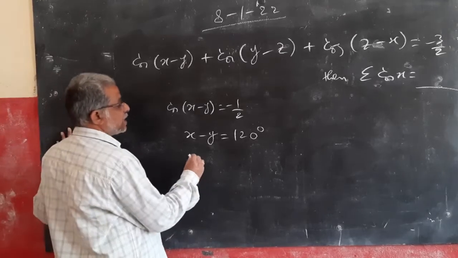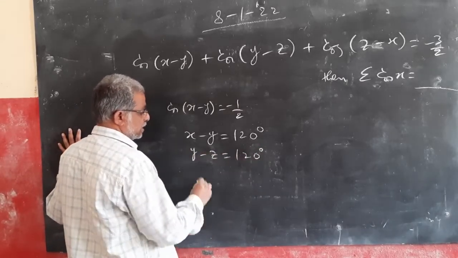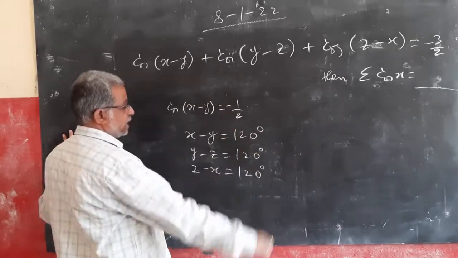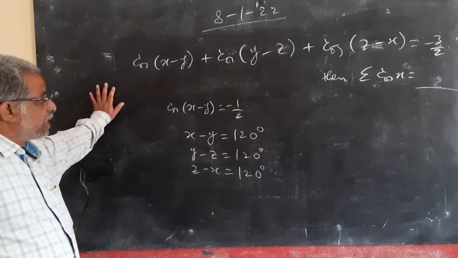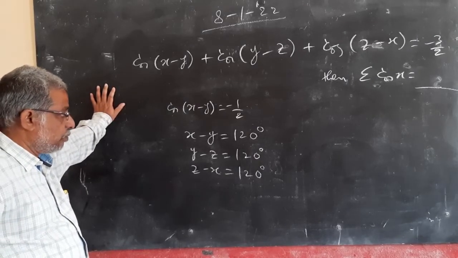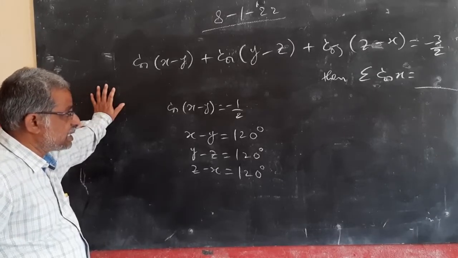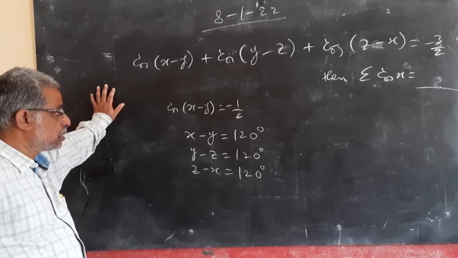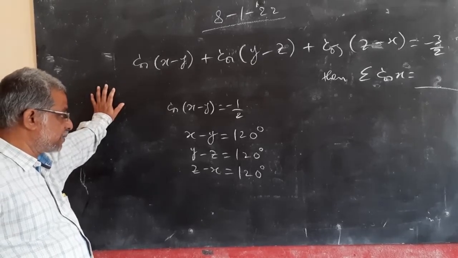Similarly, I will get y − z also 120 degrees, and z − x equals 120 degrees. So each one is −1/2, −1/2, −1/2. If I write, I will get x − y is 120 degrees, y − z is 120 degrees, and z − x is 120 degrees. So this is how I have the values.